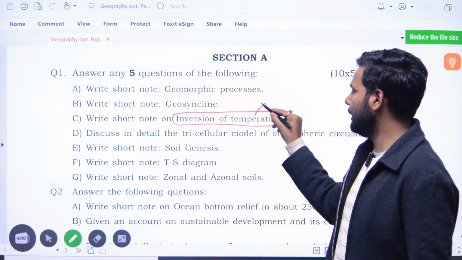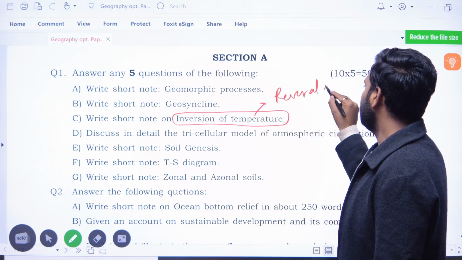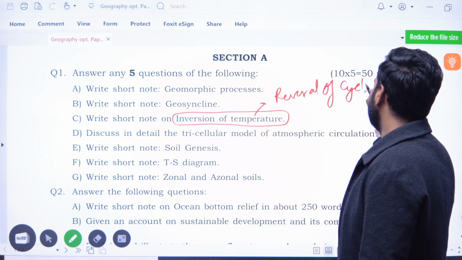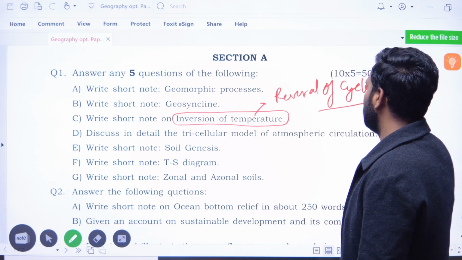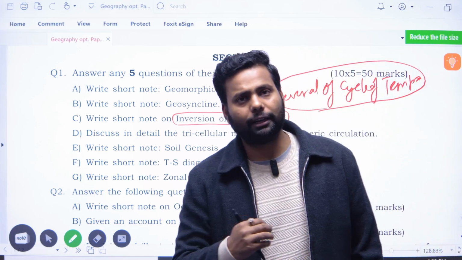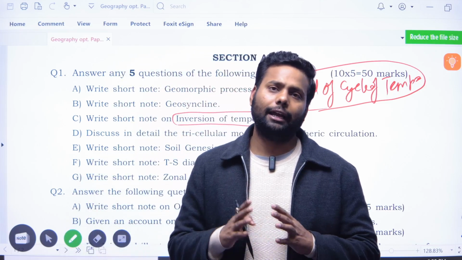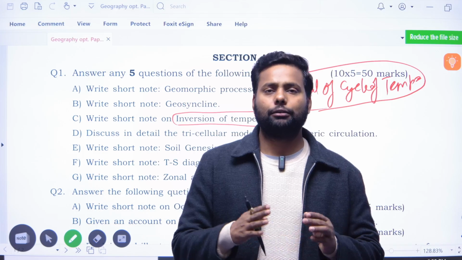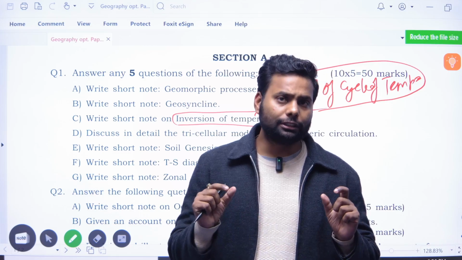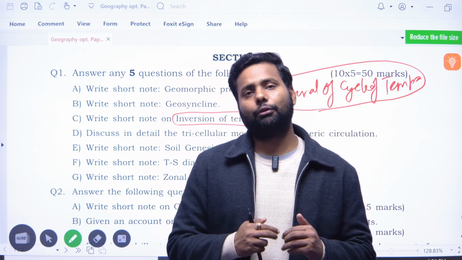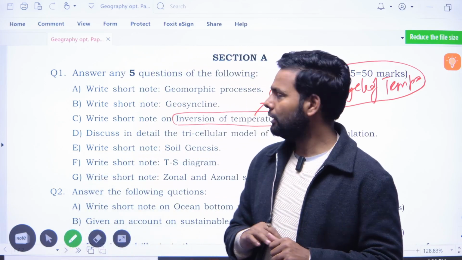Inversion means the reversal of the cycle of temperature. What is the meaning of reversal of the cycle of temperature? In the normal condition, with increasing altitude, temperature drops at the rate of 6.5 degrees Celsius per 1000 meters. It is called the normal lapse rate. This condition is reversed when, with increasing altitude, temperature also increases. It is called the condition of thermal inversion.